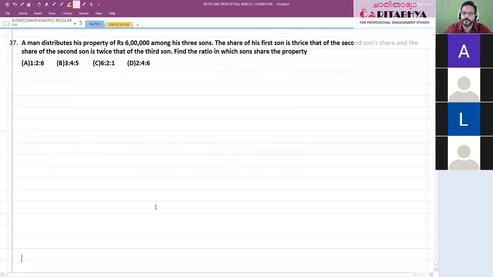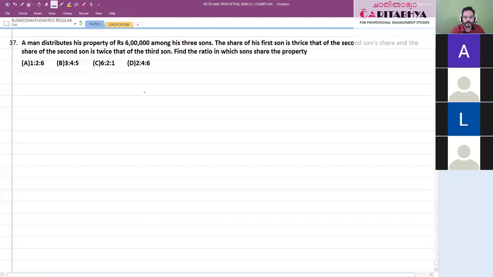A man distributes his property of rupees 6 lakh among his 3 sons. The share of his first son is thrice that of second son's share, and the share of the second son is twice that of his third son. Find the ratio in which the sons share the property.